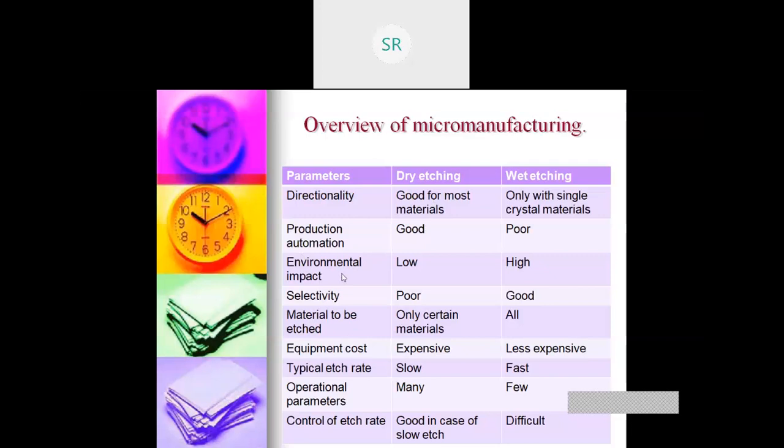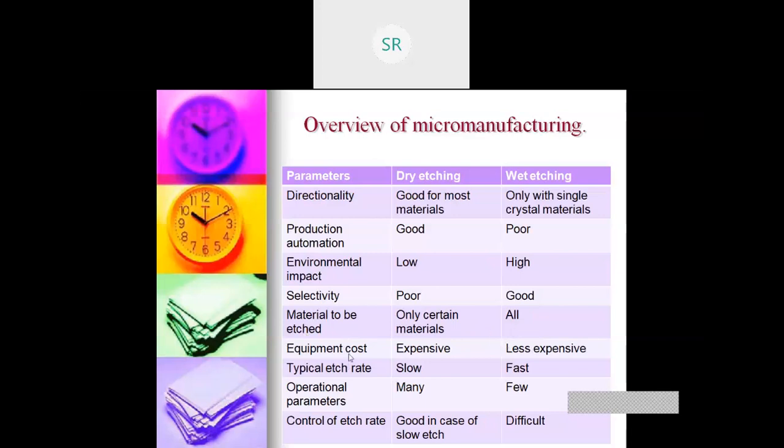Environmental impact is low in dry etching, whereas in wet etching it is high, because of the chemical solution I need to dispose. I need to take very special care, so the environmental impact is high in wet etching and very low in dry etching. Similarly, selectivity is poor in dry etching and good in wet etching. As for the material to be etched, only certain materials are available for dry etching, and wet etching I can employ for all materials.